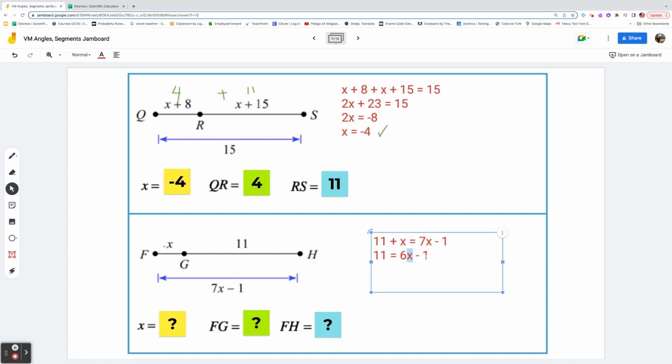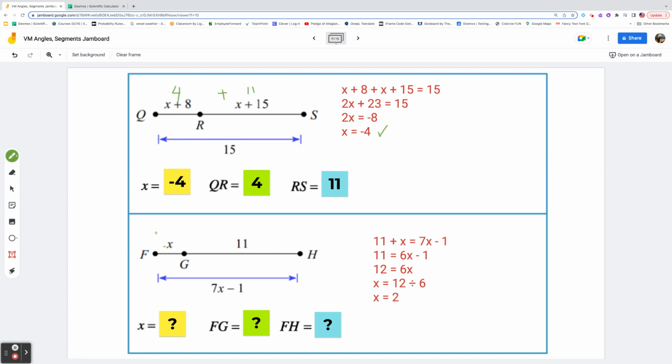Now we're solving for x. Let's add 1 to both sides. 12 is equal to 6x. Solving for x, x is being multiplied by 6. We're going to divide by 6 on both sides. So we're going to do 12 divided by 6, and that's going to be 2.